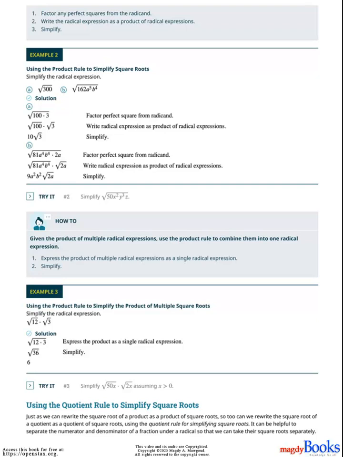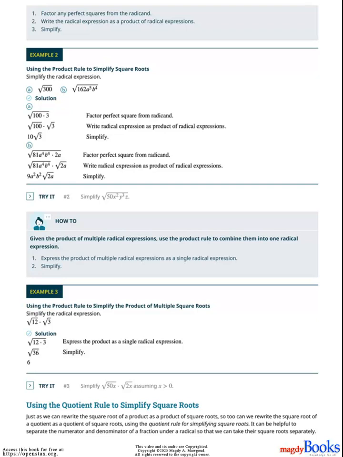How to? Given the product of multiple radical expressions, use the product rule to combine them into one radical expression. 1. Express the product of multiple radical expressions as a single radical expression. 2. Simplify. Example 3. Using the product rule to simplify the product of multiple square roots. Simplify the radical expression. Square root of 12 times square root of 3. Solution. Square root of 12 times 3. Express the product as a single radical expression. Square root of 36. Simplify. 6. Try it number 3. Simplify. Square root of 50x times square root of 2x, assuming x is greater than 0.